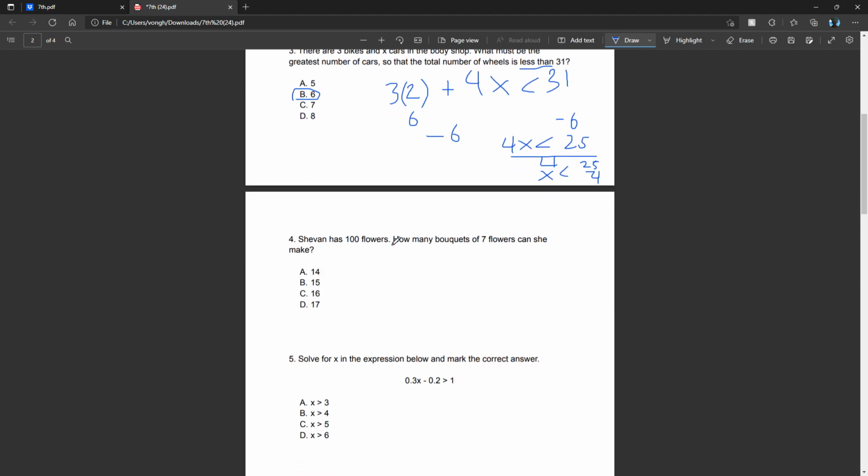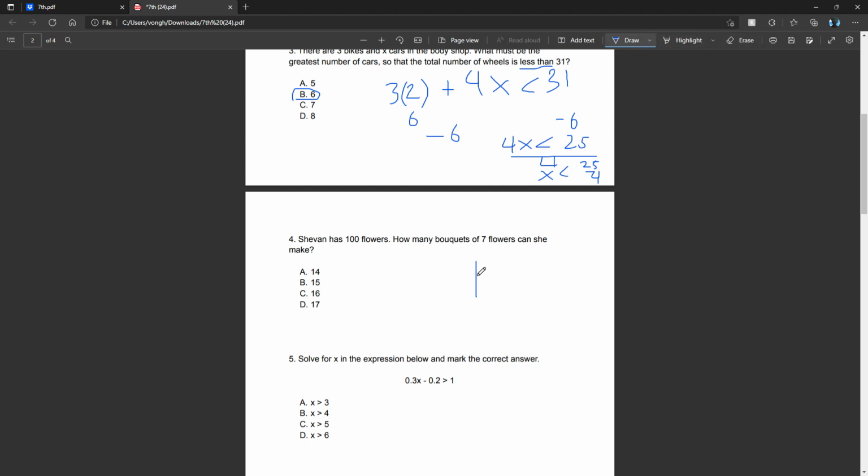She has 100 flowers. How many bouquets of 7 flowers can she make? So in total she has 100 flowers, and she groups them in 7s. So 100 divided by 7. I think it's 13 times 7, that's 91. Wait, no, 14 times 7, that's the greatest. So we know 14 times 7 is 98. Or you can just divide 100 regularly, like long division.